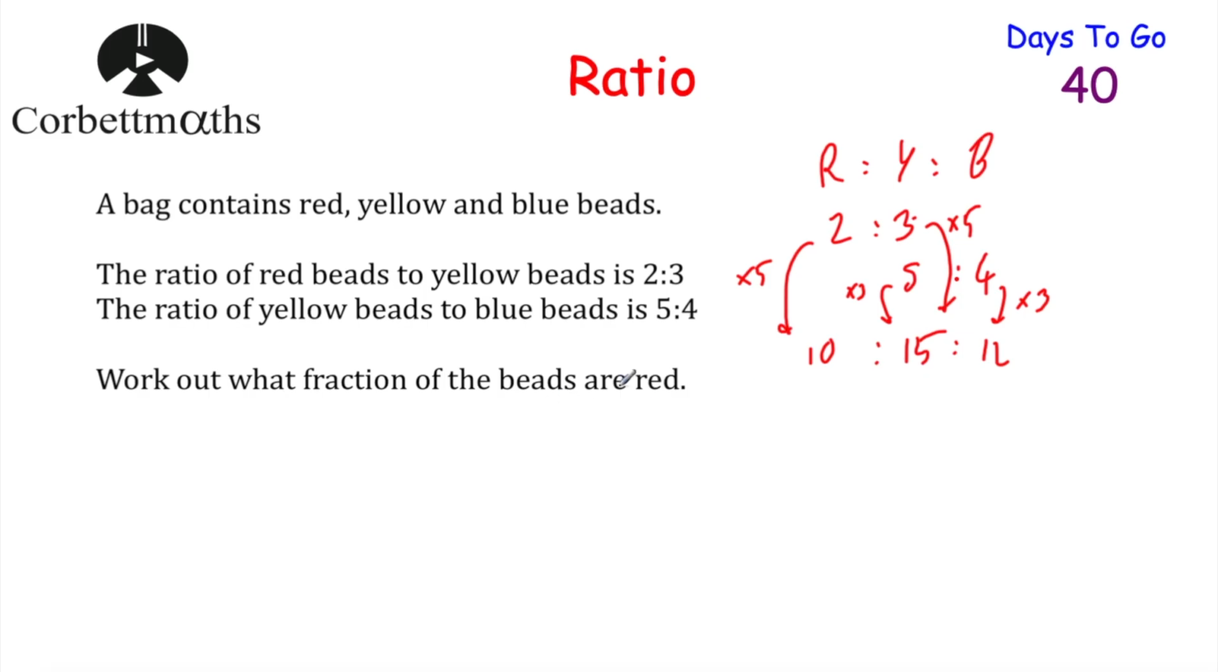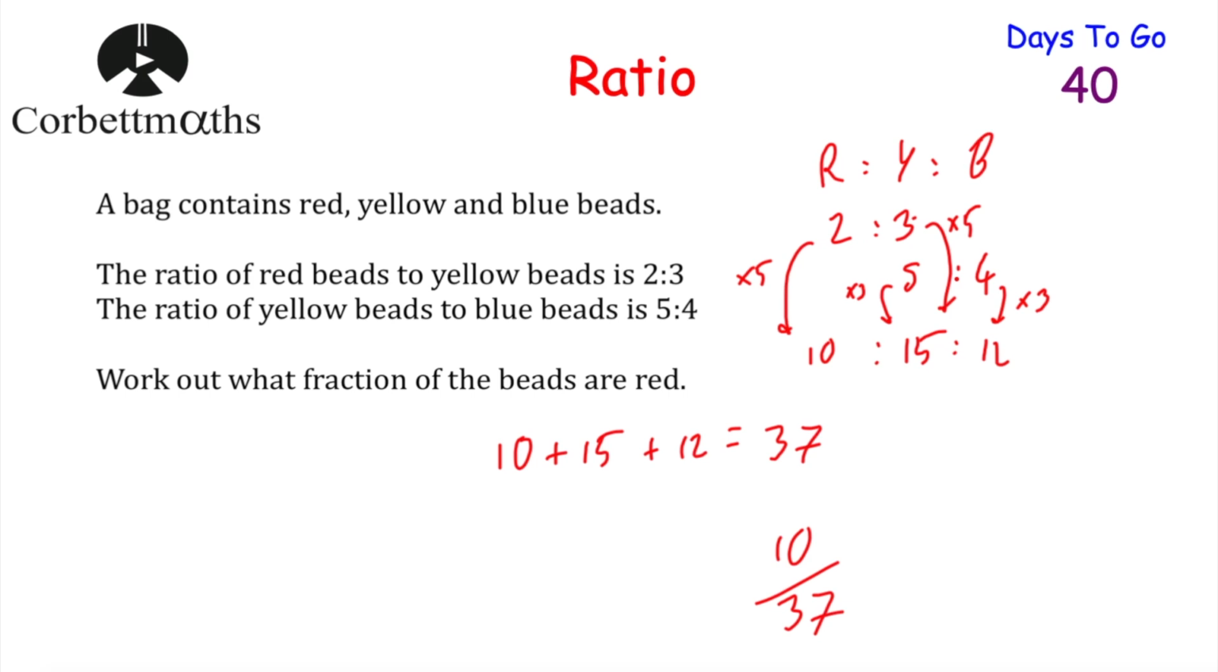Now the question says what fraction of the beads are red. So let's add the parts together in the ratio. 10 plus 15 plus 12 is equal to 37. And 10 parts are red. So that means it's 10 37ths. So 10 37ths of the beads are red. And if you got that, well done.